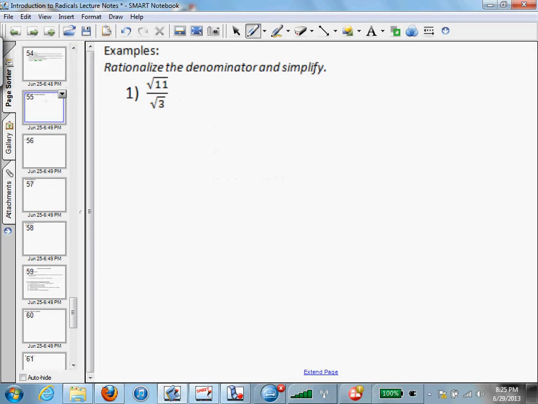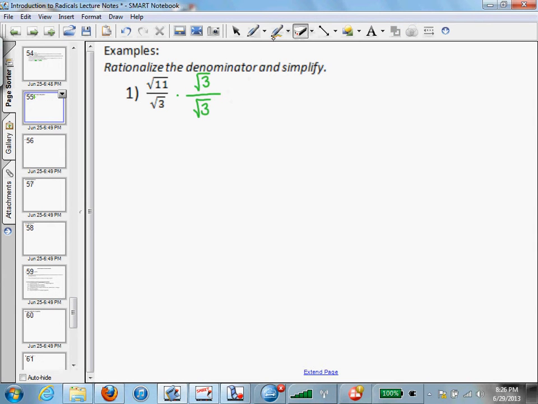Looking at an example, notice this is not simplified because we have a square root in the bottom. So to get rid of that, what you want to do is multiply by 1 in the form of something over itself. In this case, you want to multiply by the denominator over itself. So we could write that as multiplying it by the square root of 3 over the square root of 3, which we know is just multiplying it by 1.